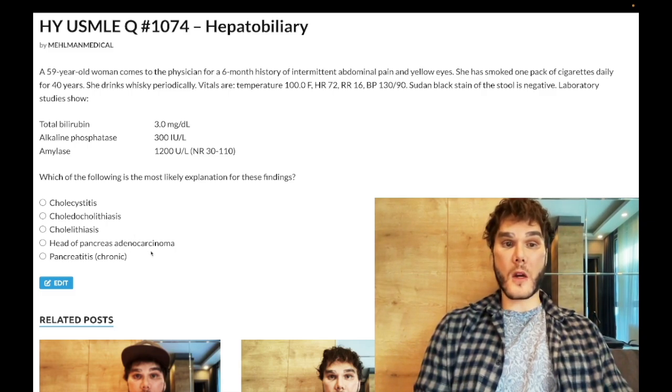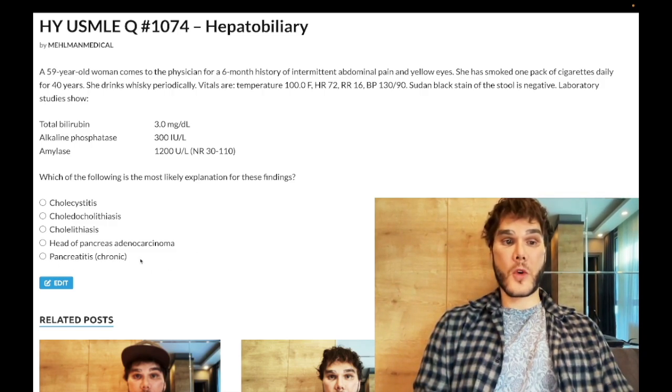Choice D, head of pancreas adenocarcinoma. Wrong answer, as I already said. You would have a normal amylase and lipase. Very important. However, it is an important cause of obstructive jaundice otherwise, with Courvoisier's sign, as I said: a painless, palpable gallbladder in an afebrile patient with jaundice. Wrong answer.